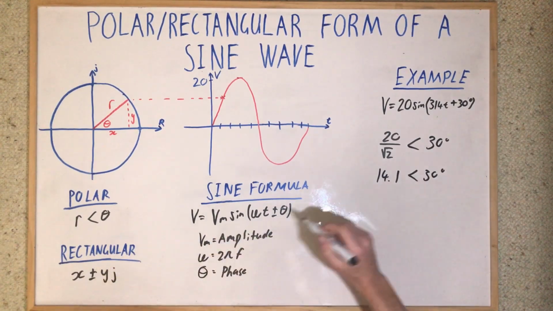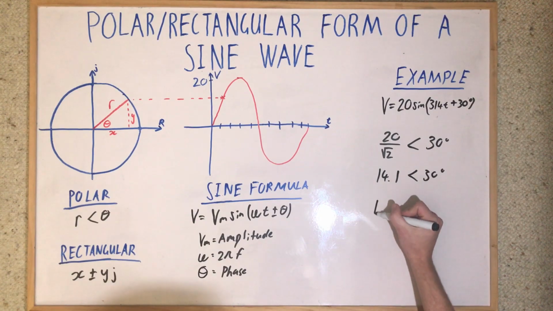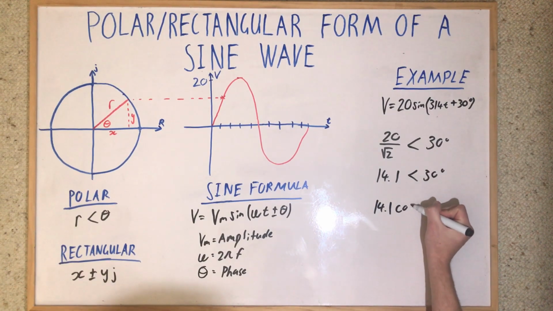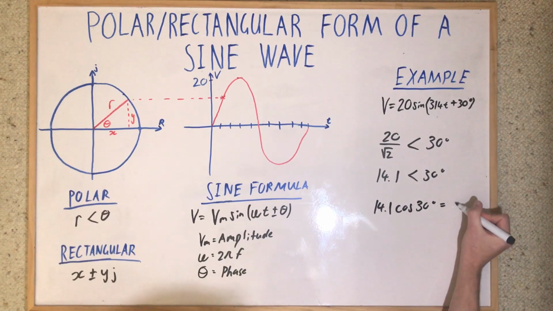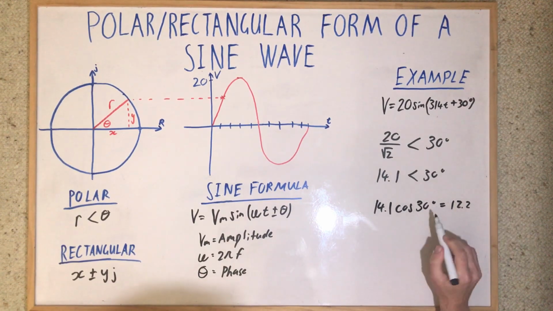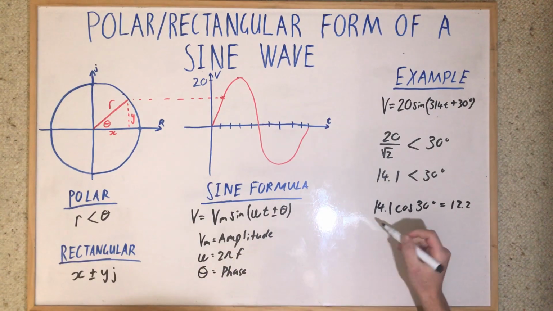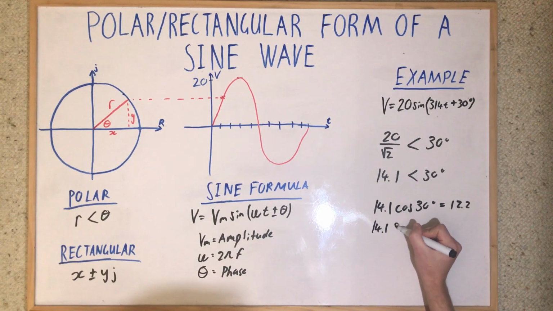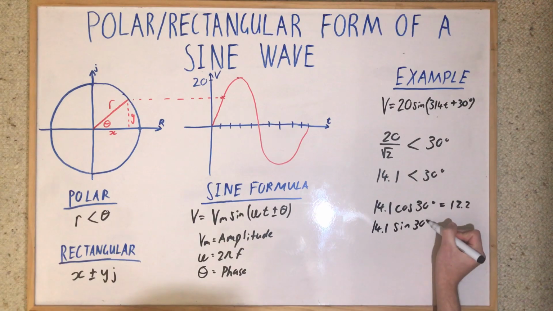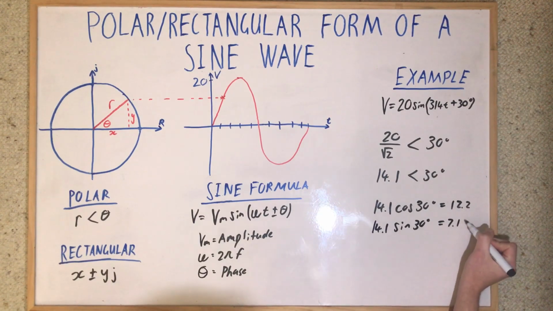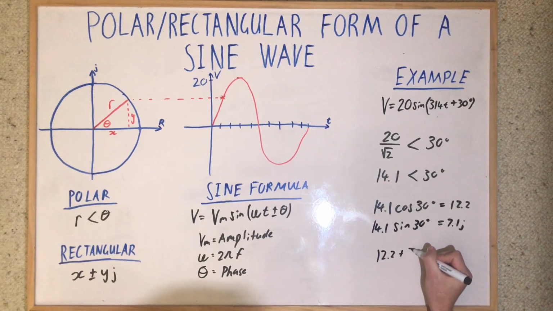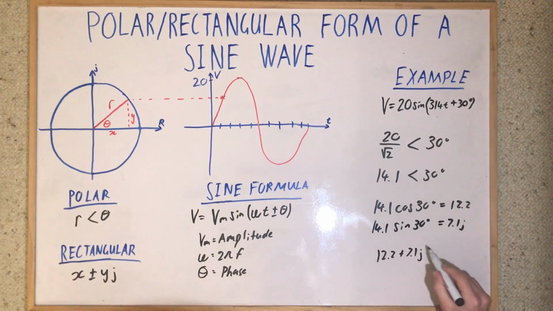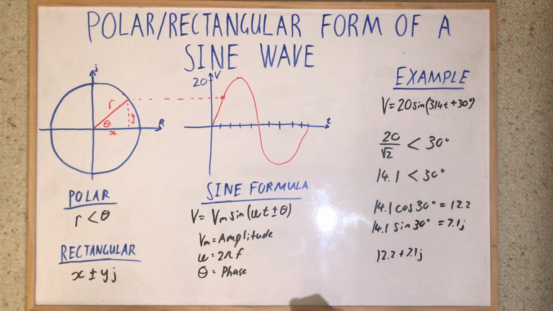To get our rectangular, we take this r value here, and we take the cos of this phase angle here of 30 degrees. And this gives me 12.2, which is our x value. And for our y, we take the sine of this angle, and that gives me 7.1j. And altogether it's 12.2 plus 7.1j, remembering that j denotes the complex number.